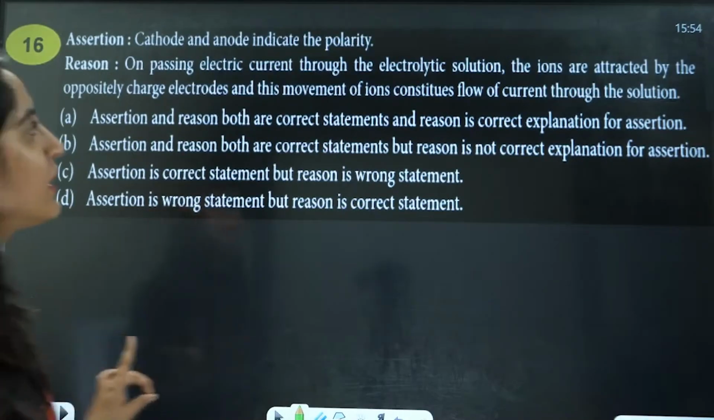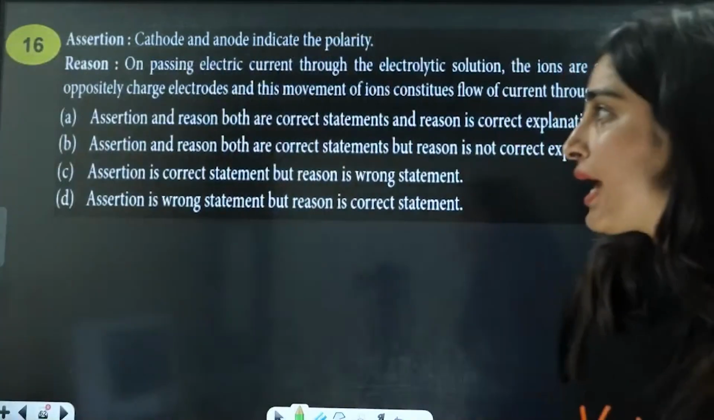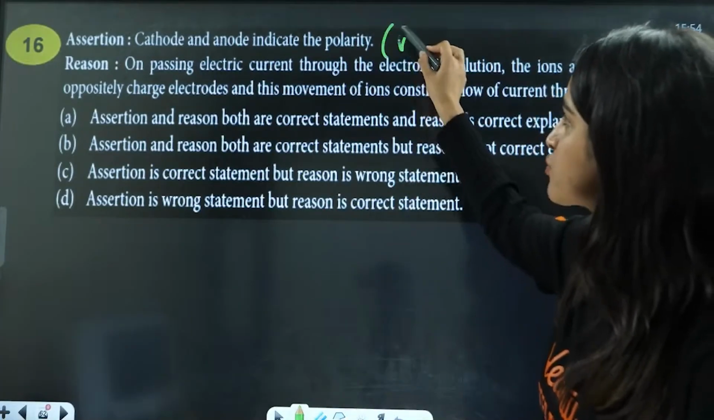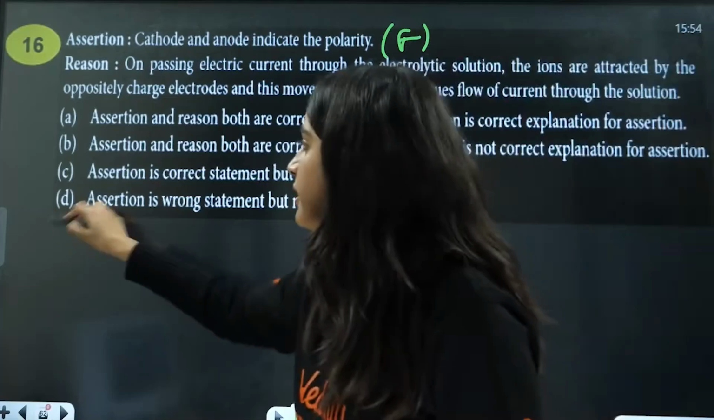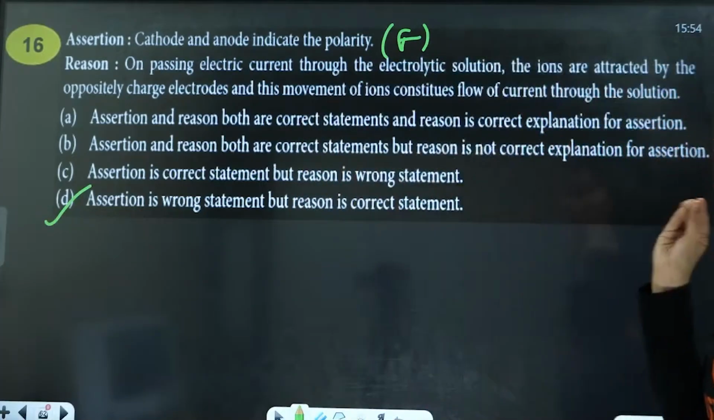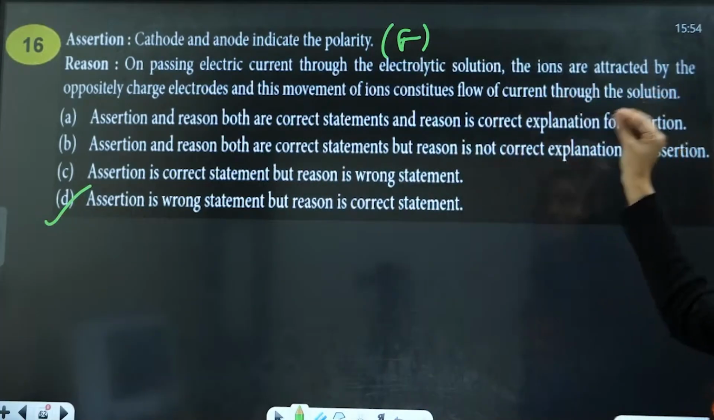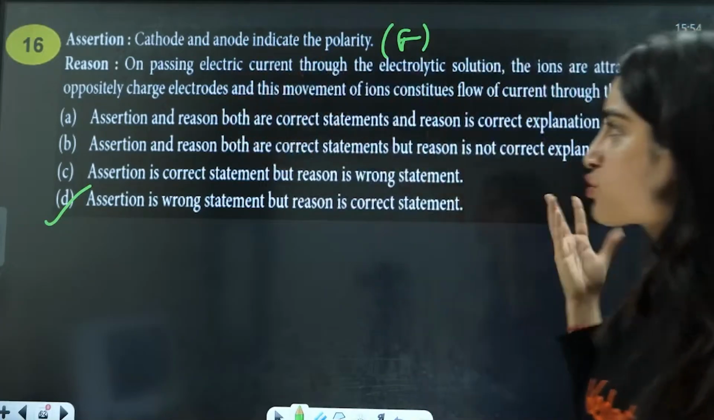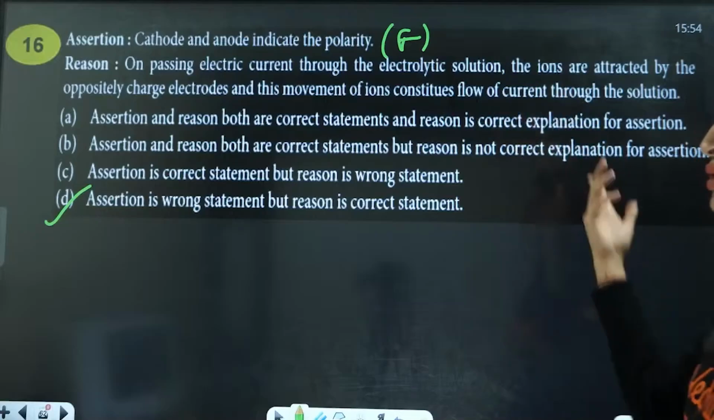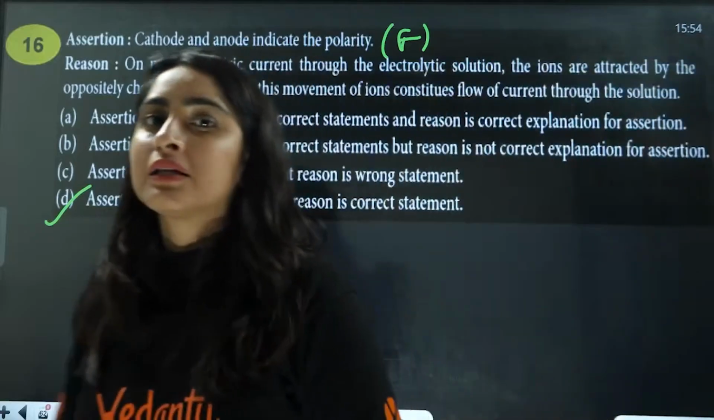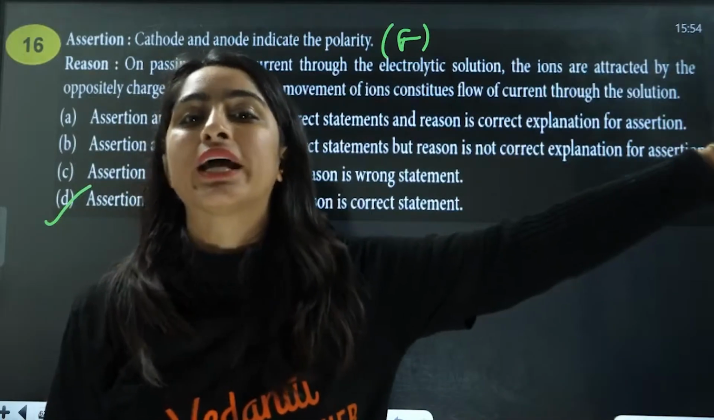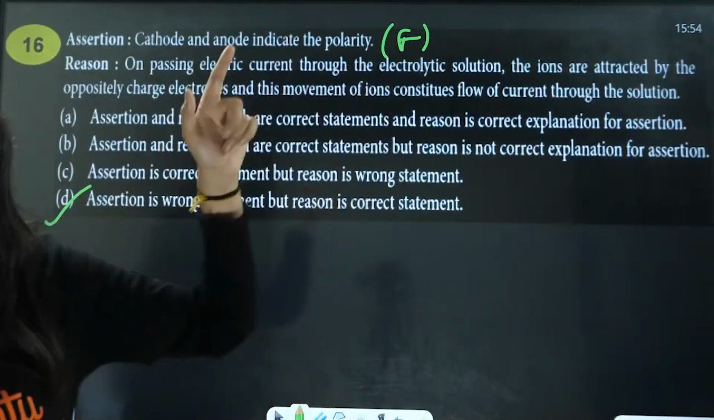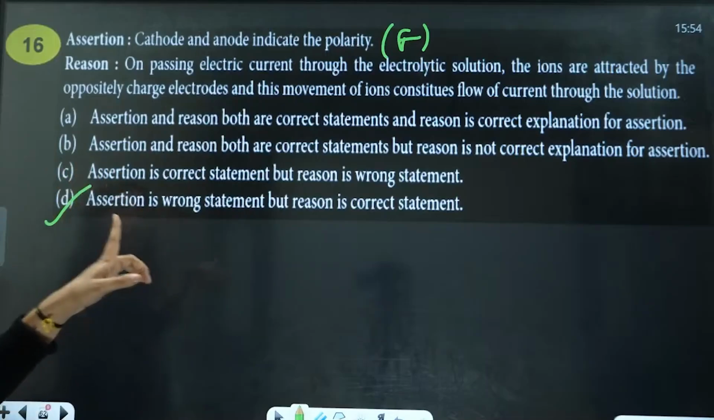Next we have: cathode and anode both indicate polarity. Is it? No, they indicate the electrodes here. So D is going to be the correct answer. On passing electric current through the electrolytic solution, the ions are attracted by oppositely charged electrodes, and this movement of ions constitutes the flow of electrons. This is what happens. If the ion is positive, it will go to the negative electrode. If the ion is negative, it will go to the positive electrode. So D is going to be the correct answer here.